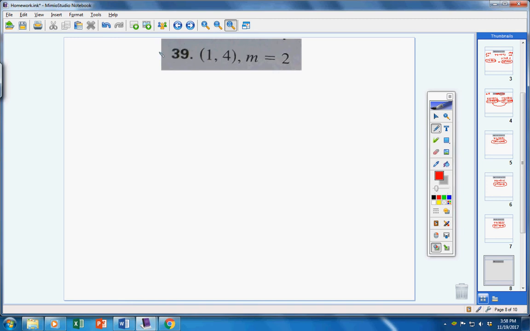All right, the last three, 39, 41, and 43, actually say to write the point slope form of the line, and then also write the equation in slope intercept form. So here we go. All right? First of all, let's take this information here. Here's my point. Here's my slope, and let's plug this information into my model here. Y minus y, which is 4, equals m, which is 2, x minus x, which is 1.